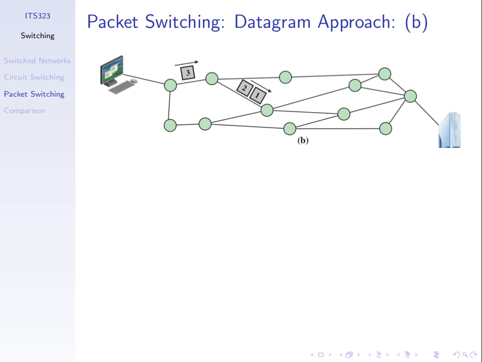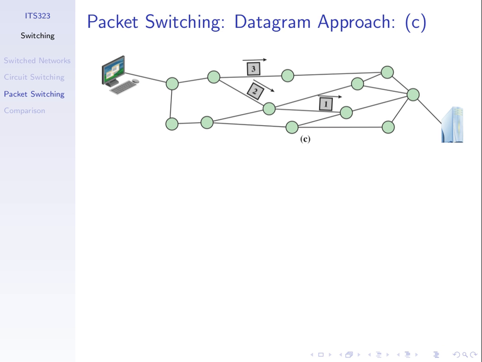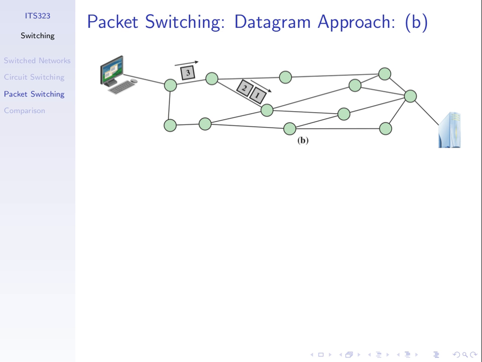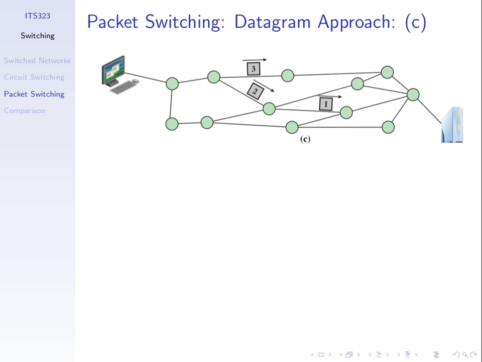Then, when this switch receives packet 3, it decides in this example to send it in a different direction, along a different path. See, 1 and 2 going back are going along this path. Packet 3 is going along a different path. That's possible in datagram packet switching because this switch doesn't care that those 3 are related. It just treats them independently.